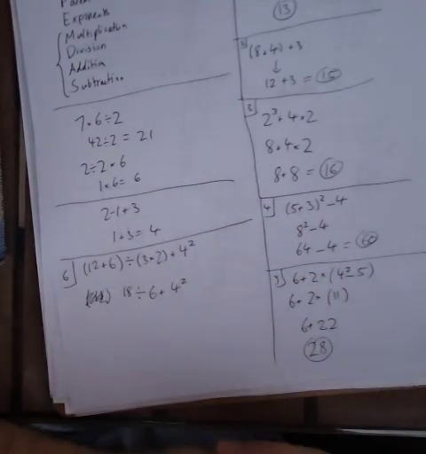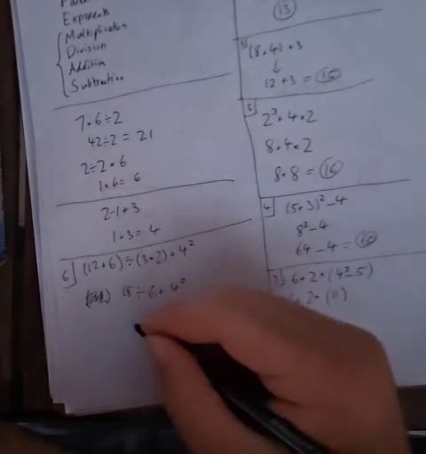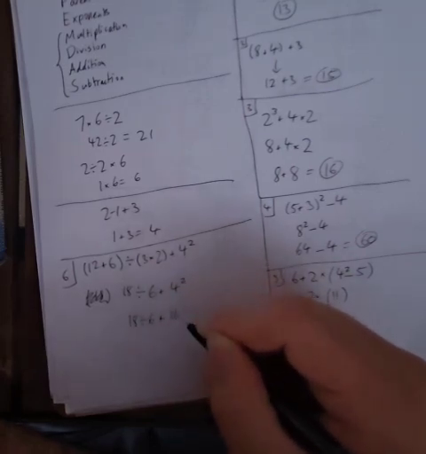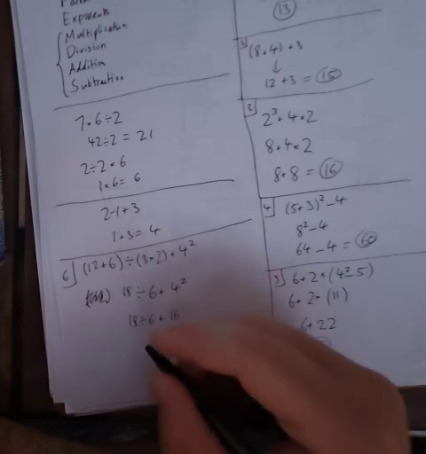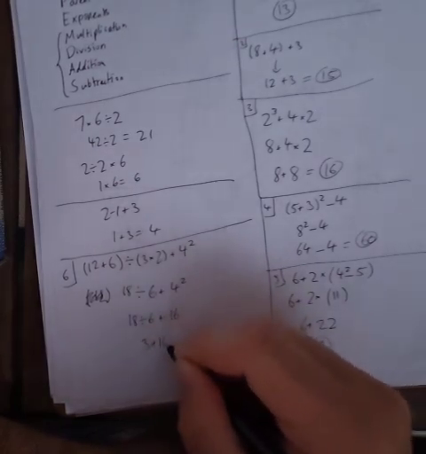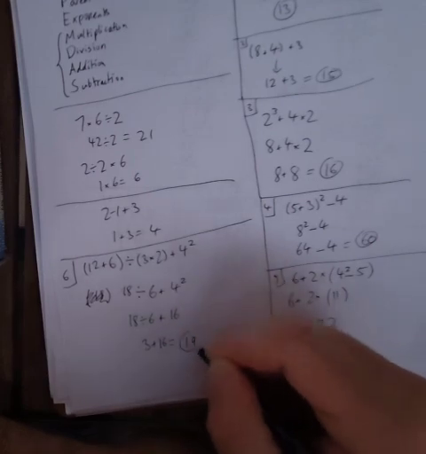Okay, we did that. Do we have any exponents here? We do. 4 squared is 16. 18 divided by 6 plus 16. 18 divided by 6 is just 3. We do division first. And 3 plus 16 is 19.